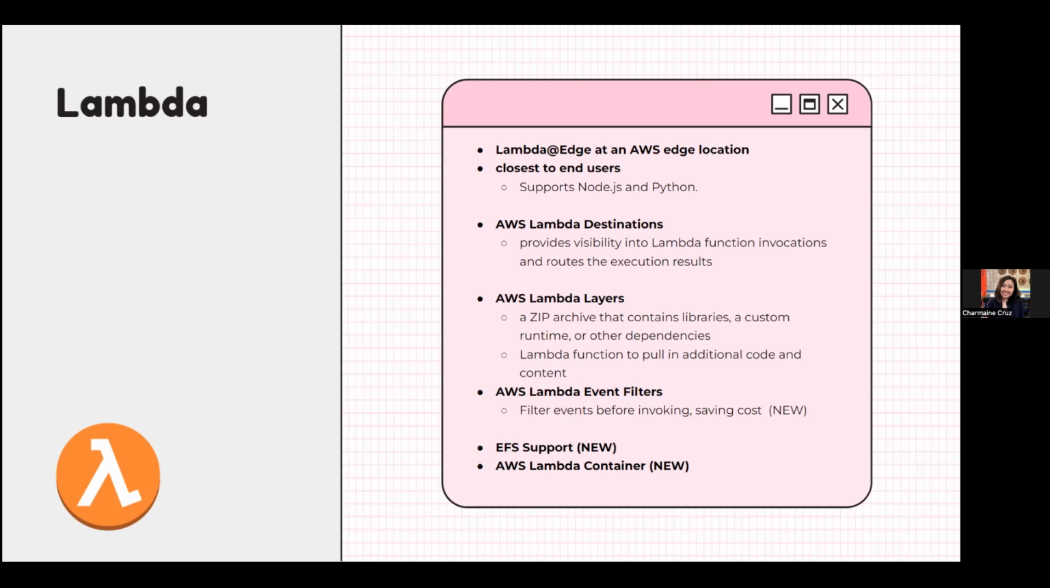AWS Lambda layers, a zip archive that contains libraries, a custom runtime, and other dependency. Lambda function to pull in additional code and content. So you could have different Lambda layers. I think may chart later that would see different or orchestrated Lambda. Then AWS Lambda event filter. So you could filter events before invoking and saving costs. So depende sa event na i-identify mo, may it be SNS, may API Gateway, or others. And it is EFS supported file system and has AWS Lambda container.